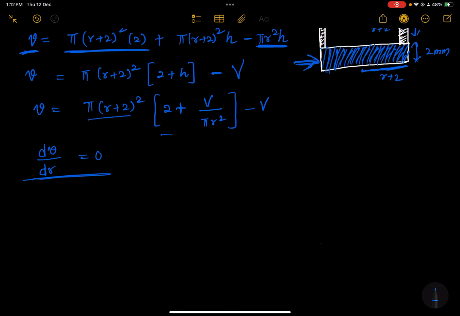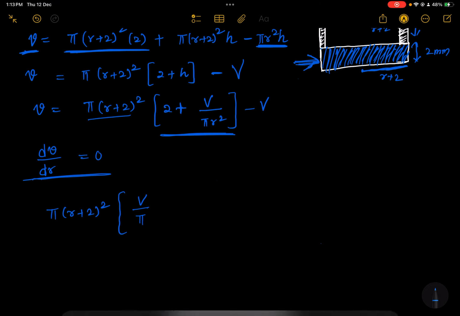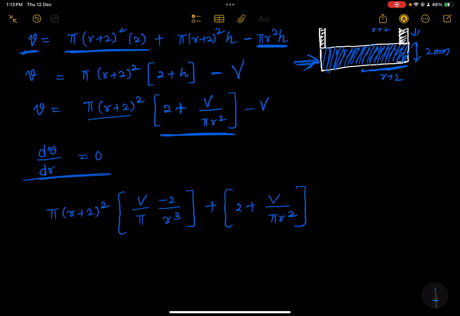We can apply product rule here. So pi into r plus 2 whole square, let us keep that as it is, and let us differentiate this part. So 2 plus, differentiation of 2 is 0, plus V by pi into differentiation of r square, which is minus 2 upon r cube. Plus, now let us keep that bracket as it is, 2 by pi r square, and now we have to differentiate this r plus 2 whole square. It will be pi into 2 into r plus 2. So this should be equal to 0.